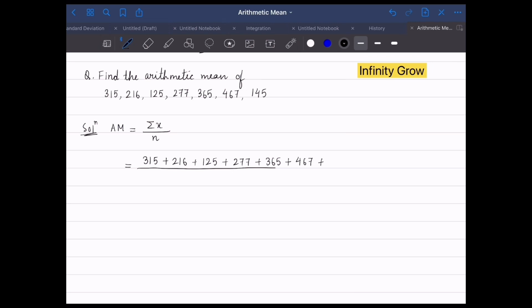Now first of all, let us take the sum of all these numbers, 315, 216, 125, etc. And here the number of terms is equal to 7. Therefore, we have to divide by 7. Now, by calculating, the total sum is 1910, divided by 7, and after calculation it is 272.86. We have considered 2 decimal points.